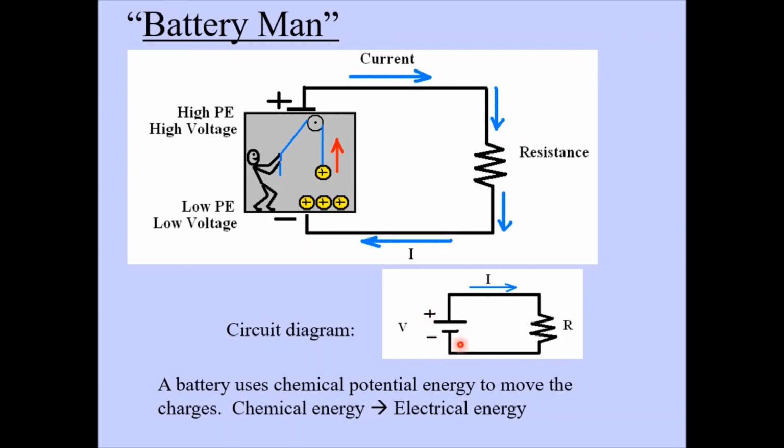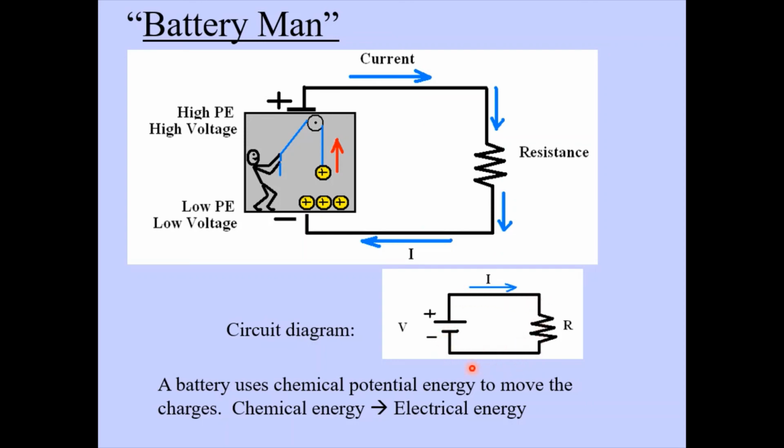This is the symbol for a battery, and this is called the schematic symbol for a battery in an electric schematic diagram. A battery has a long line here which represents the positive terminal, and a short line which represents the negative terminal. So remember that current always flows from positive around in this direction, so it would be clockwise in this picture, and it comes back in the negative terminal of the battery.